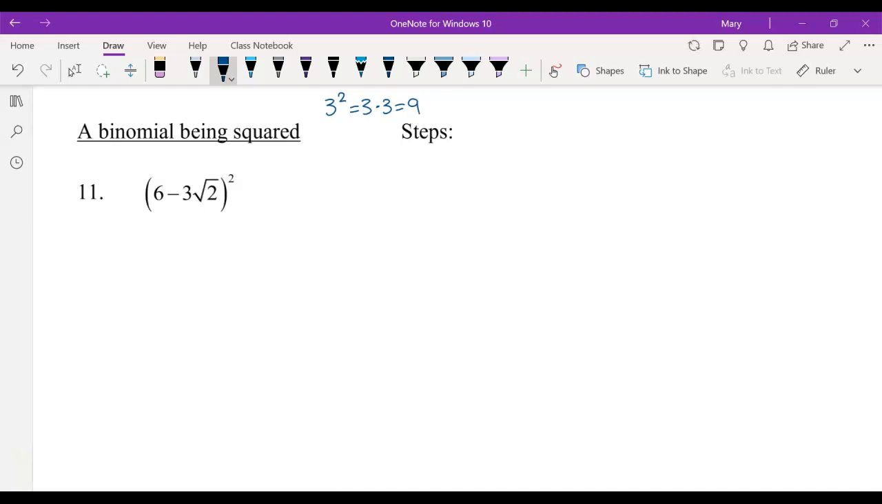So when you square something, if you see addition or subtraction, you have to think of this as this number being multiplied by itself. So the very first thing you're going to do is cross off the square, and you're going to write this as 6 minus 3 root 2, and then you're going to write it again, 6 minus 3 root 2. So you always cross off the square and you write it twice.